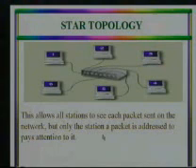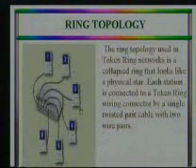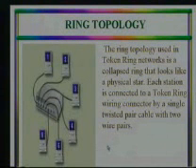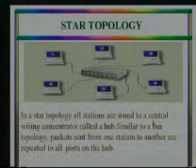Again, the same information: this allows all stations to see each packet on the network, but only the station the packet is addressed to pays attention to it. Now again we have ring technology. The two most popular topologies in the computer network are the bus topology, and IEEE 802.3, which I gave you earlier, is used for this type of topology.